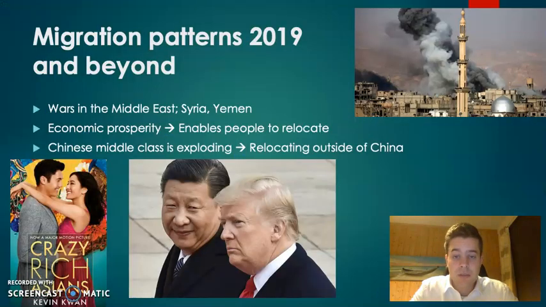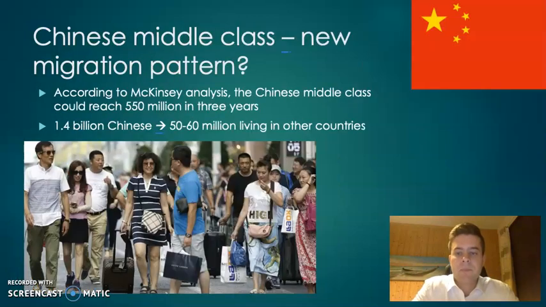Some migration patterns in 2019. Of course, the wars are still going on in Syria and in Yemen, sadly. So lots of migrants coming from those places are very likely. And we have economic prosperity around the world. Countries are getting richer, middle classes are growing, and especially the Chinese middle class is exploding, and many of the Chinese are relocating outside of China. So the Chinese middle class, could it be a new migration pattern?